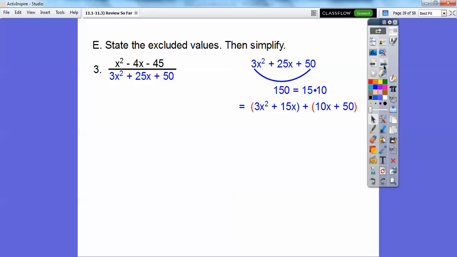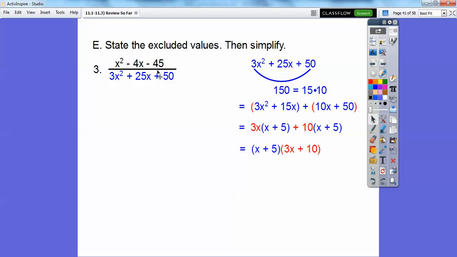Now we're going to group the first two together, GCF out a 3x out of these two guys, group the second two together, and we're going to GCF out a 10 out of those two guys. So when we do that, we're left with the common factor x plus 5. So there's the denominator factored right there.